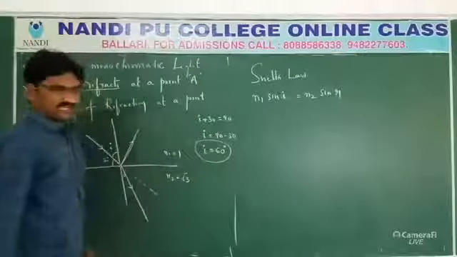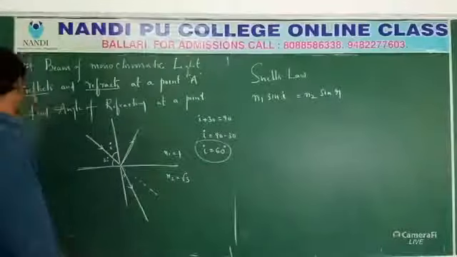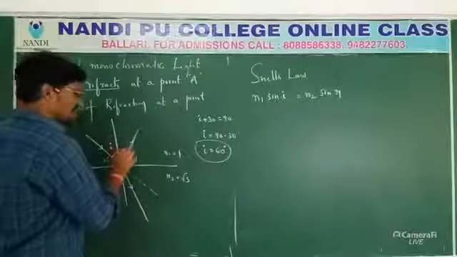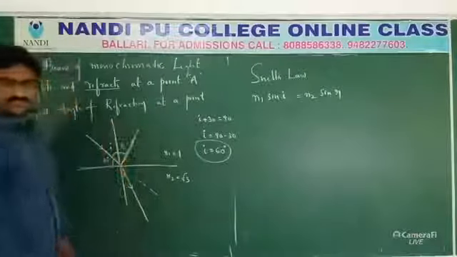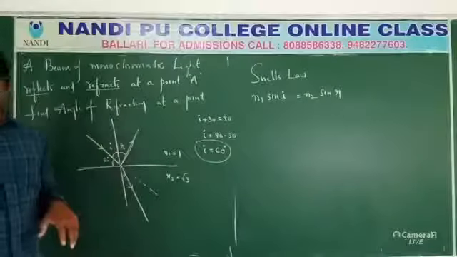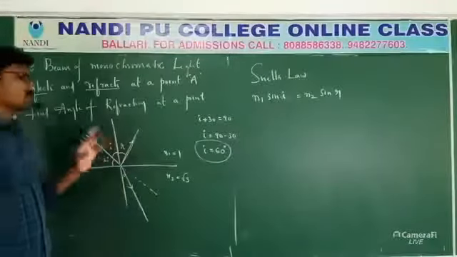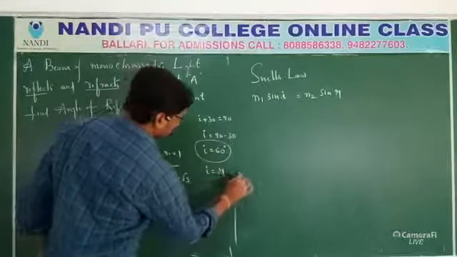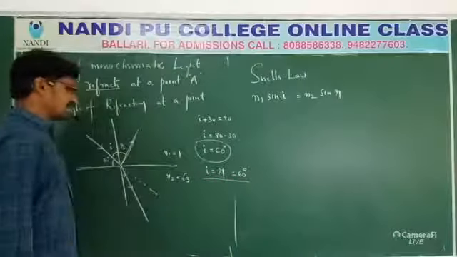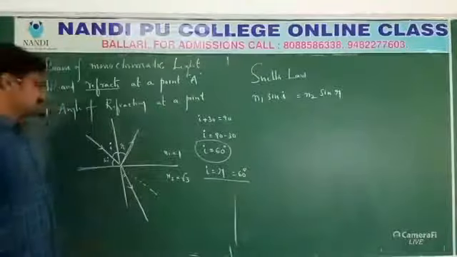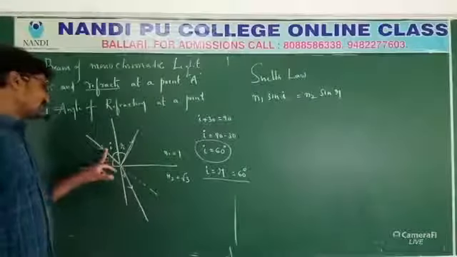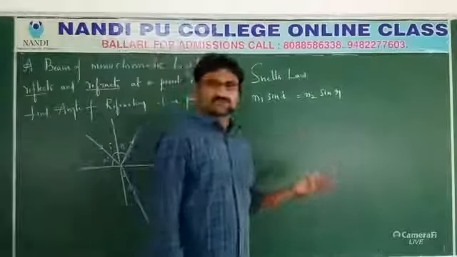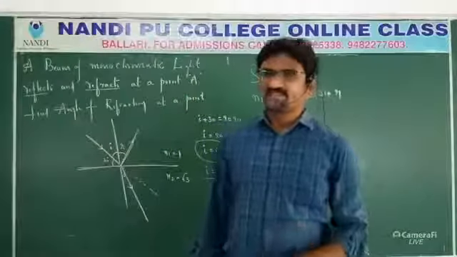So I have the value of I. Once I is known, then I can find out this R also. As per the laws of reflection, I is equal to R. So I is equal to R is equal to 60. Then I value we know, R value we know. Then what formula? According to Snell's law, sin I by sin R is equal to N.